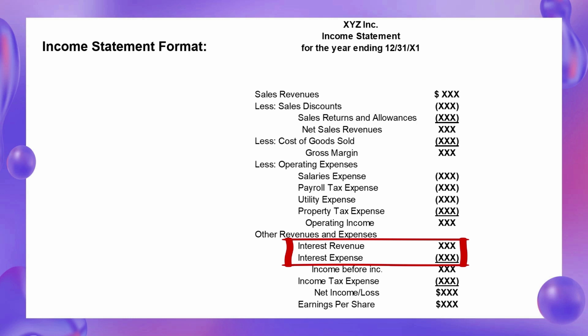But if I make some loans just on an investment basis, yet I'm a grocery store, these certainly aren't in the normal course of my business, and they would be reflected as supplemental revenues or other revenues and expenses. In many cases, one of the more significant expenses that businesses have is sometimes reflected in this section of other revenues and expenses, and that is interest expense.